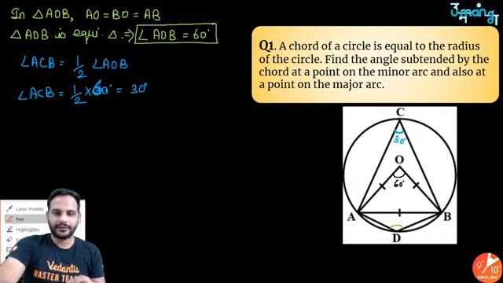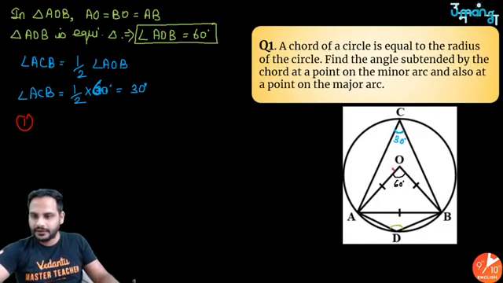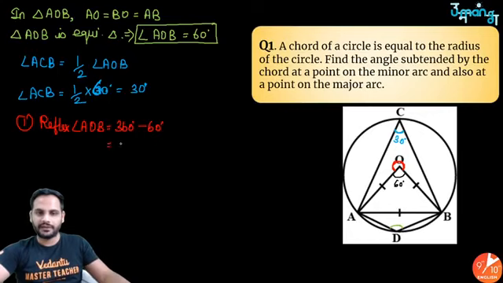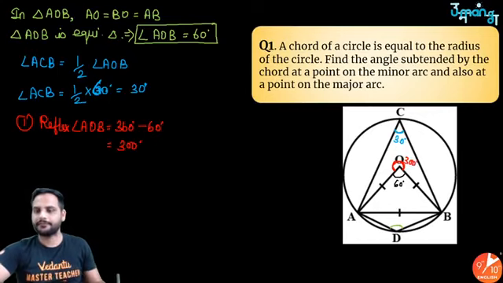Sir, if I know angle AOB is 60 degree, the reflex angle AOB will be equal to 360 minus 60 degree, which is equal to 300 degree. So this angle is 300 degree.